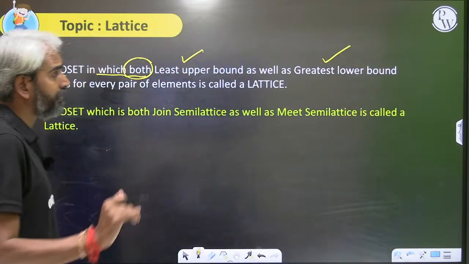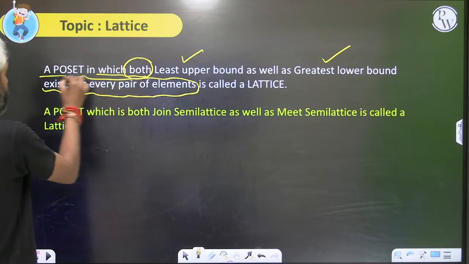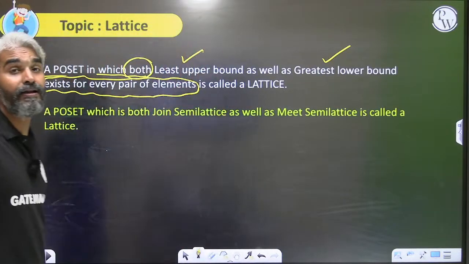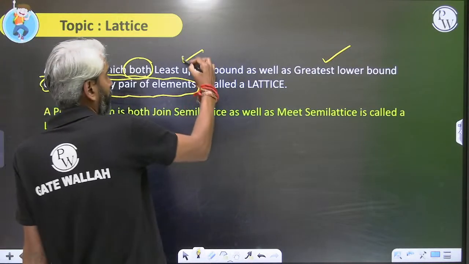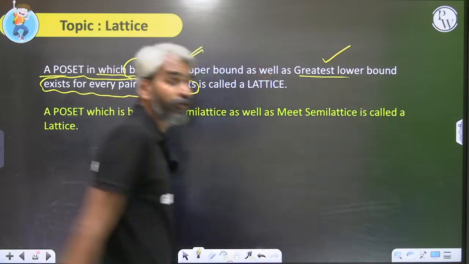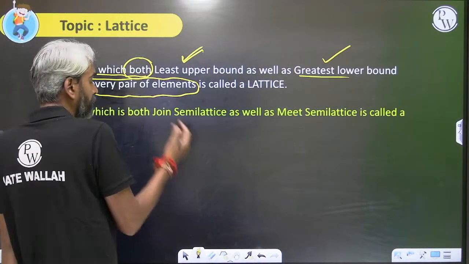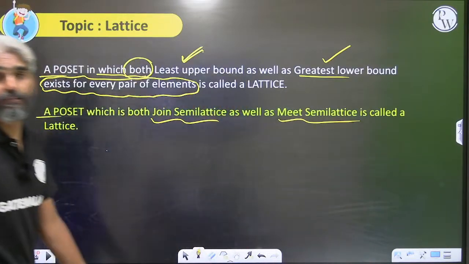Least upper bound as well as greatest lower bound exists for every pair of elements, then it is called a lattice. Clear? Okay, so what does it mean? If the least upper bound exists for every pair of elements, it will be a join semi-lattice. If the greatest lower bound exists for every pair of elements, it will be a meet semi-lattice. So a lattice is nothing but a poset which is a join semi-lattice as well as a meet semi-lattice.